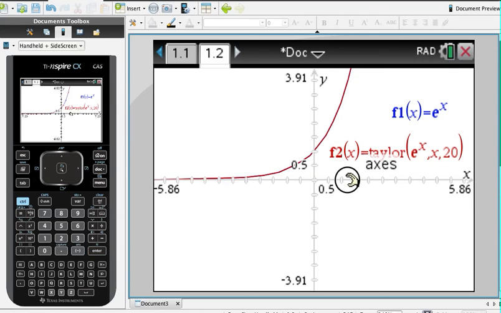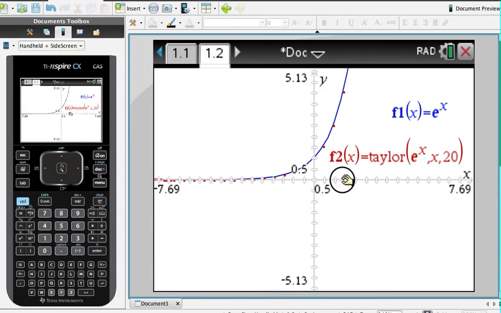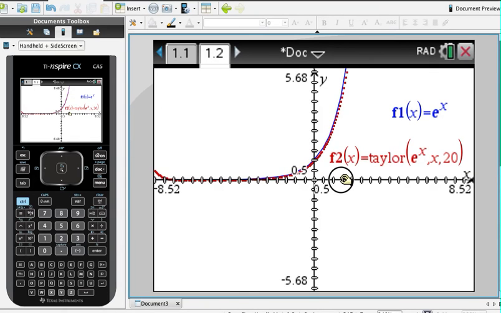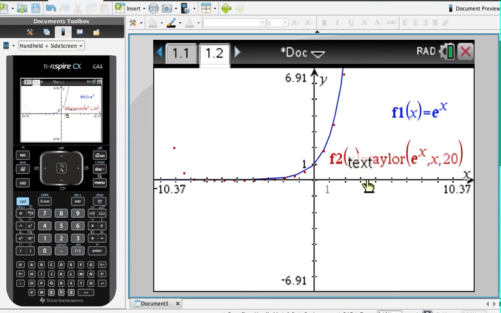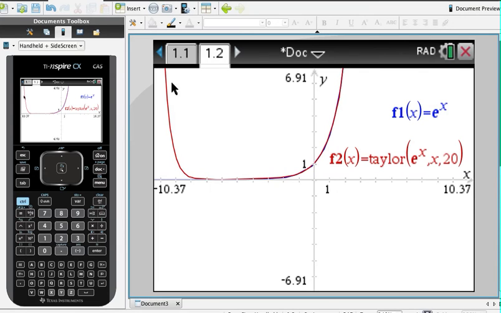Let's see when I change the scale to show larger values. Here on the left we see the red, the Taylor polynomial shooting up, and there's still room for improvement. Instead of degree 20, we would have to choose an even higher degree to have an even better match here on the left side. But that is certainly possible.